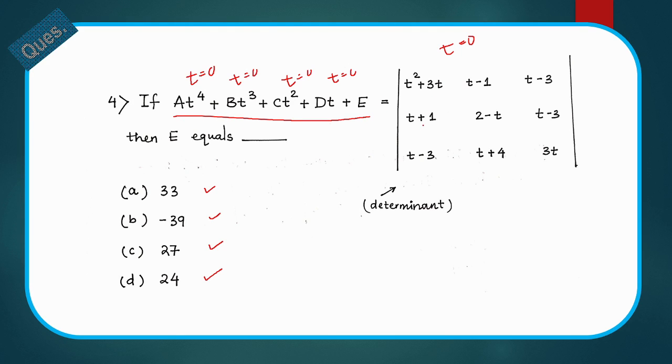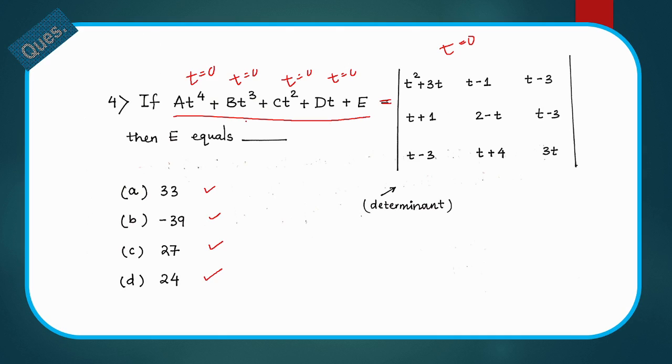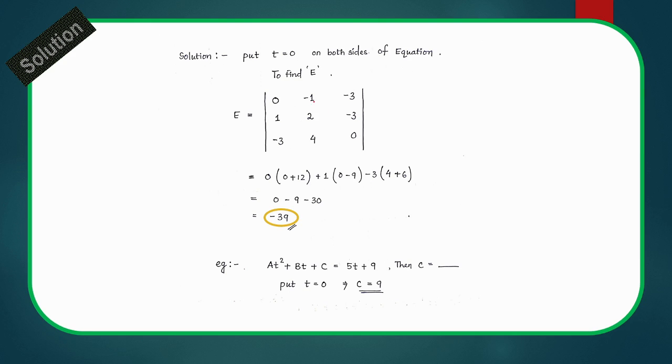If this equation is equal to the determinant of this, it should be satisfied for every value of t. Equal sign means that for every value of t it should satisfy this equation. So if you put t equal to 0 everywhere, it will come as e. Only the remaining part will be left on the left-hand side, e. And on the right-hand side, if we put t equal to 0, these are the values we will get. So you can easily find the determinant now. The determinant is coming to minus 39.